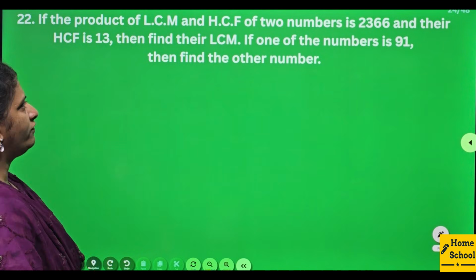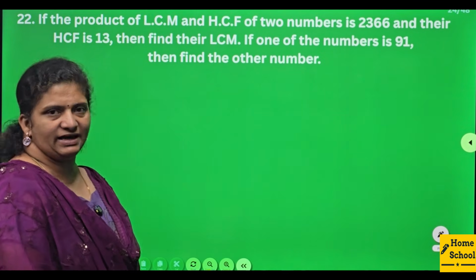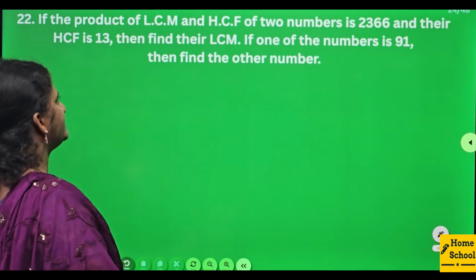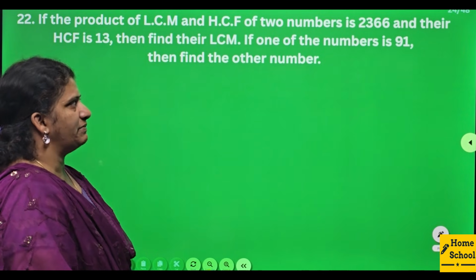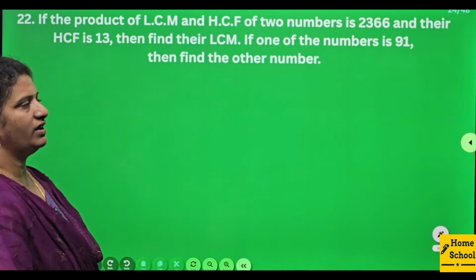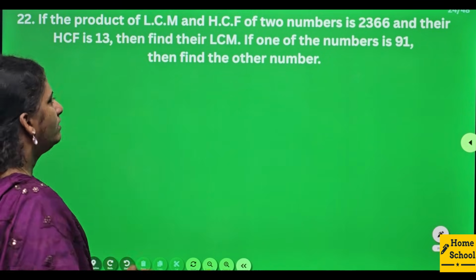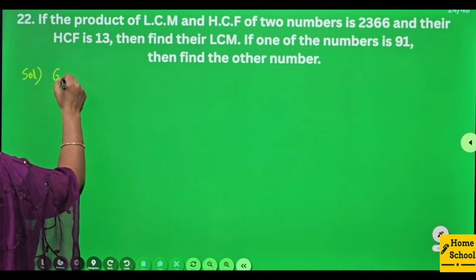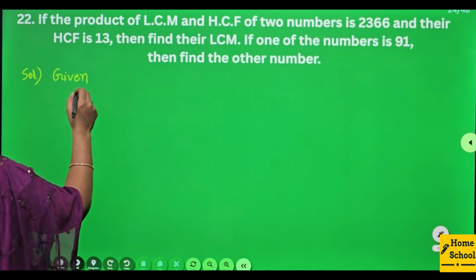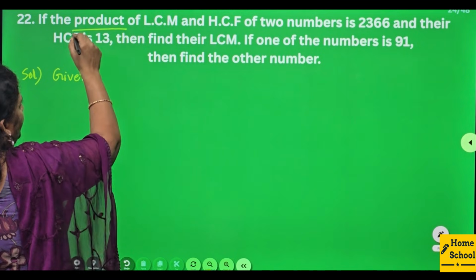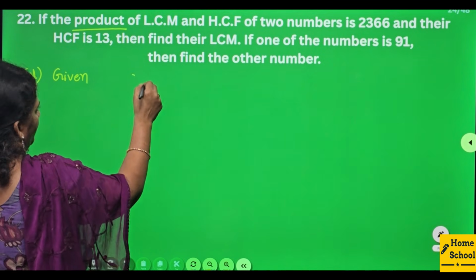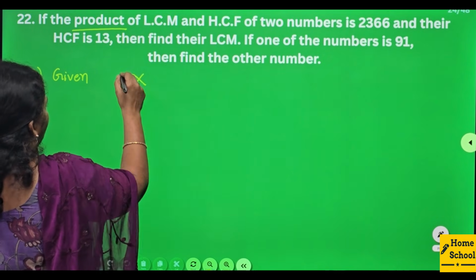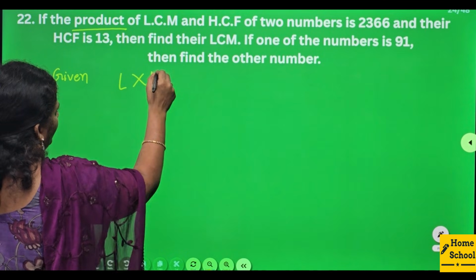22nd. If the product of LCM and HCF of two numbers is 2366 and their HCF is 13, then find their LCM. If one of the numbers is 91, then find the other number. Let us start writing the solution by writing the given data. Given: read the question carefully. Given product means L into H, the shortcut L and H I am writing.